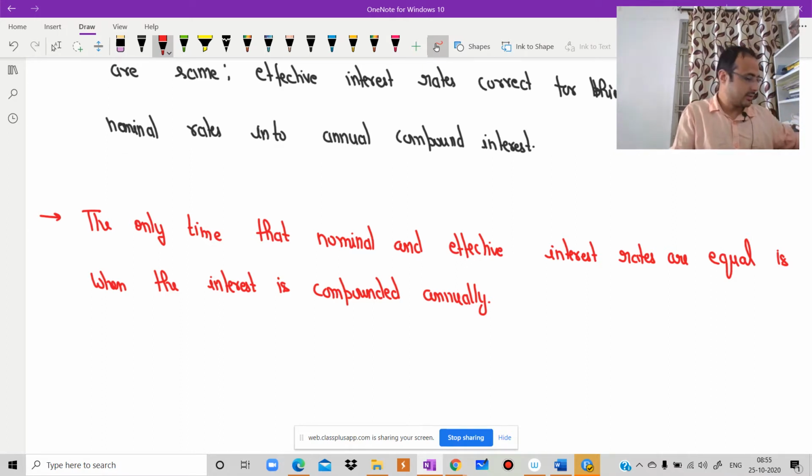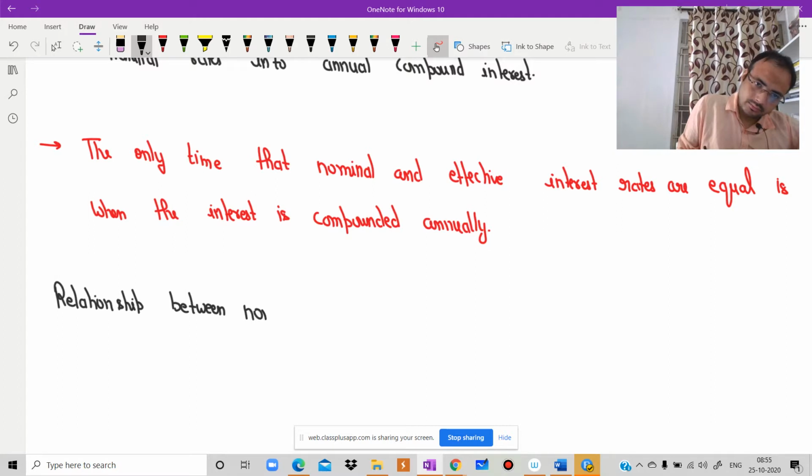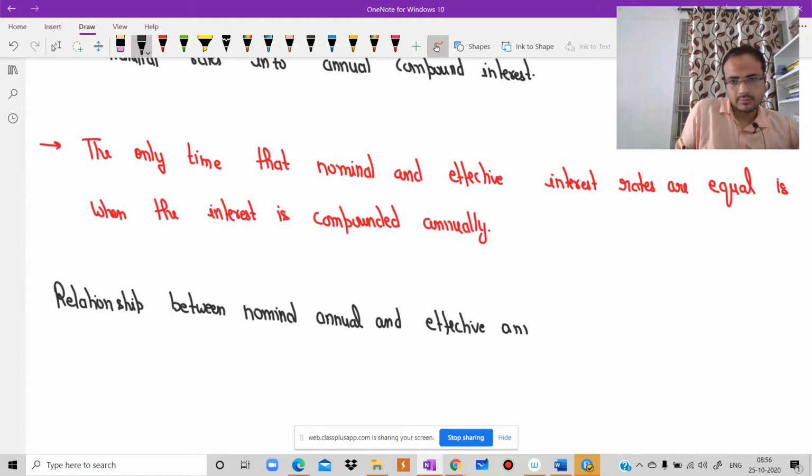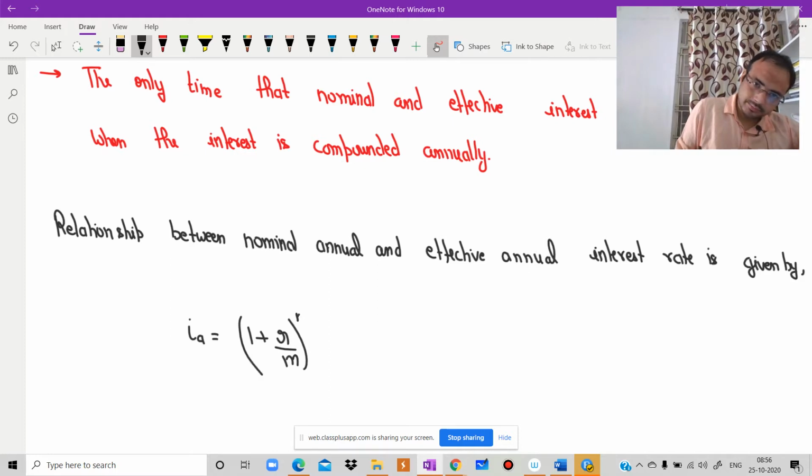Now we will discuss the formula or the relation between these. Next, the relationship between nominal annual and effective annual interest rate is given by IA is equal to (1 plus R by M) to the power M, minus 1.